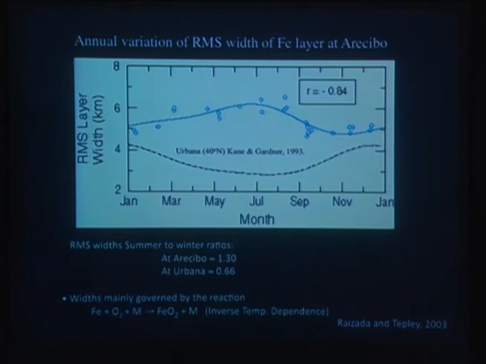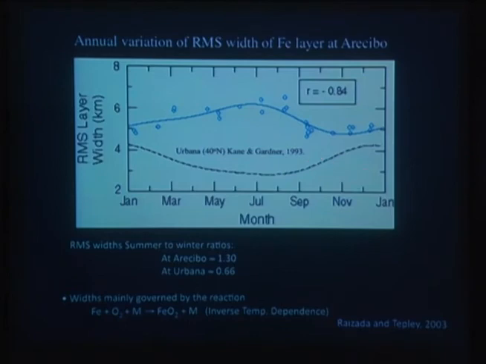As I mentioned, the main layers are very different, and they behave very differently at different latitudes. I am showing an example of the annual variation of neutral iron, which was done at Arecibo, and comparing it with that at a mid-latitude site, as reported by Kane and Gardner from Urbana. This blue line shows the annual variation of the RMS width of the neutral iron layer at Arecibo, and this black line shows the RMS width of the neutral iron layer at Urbana.